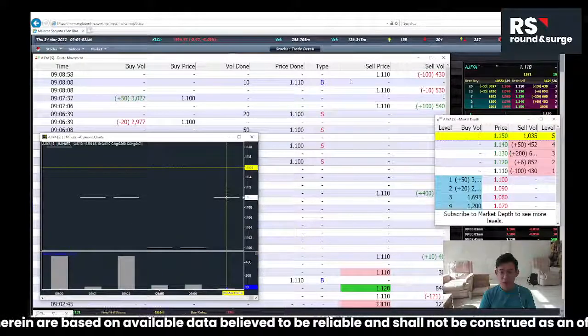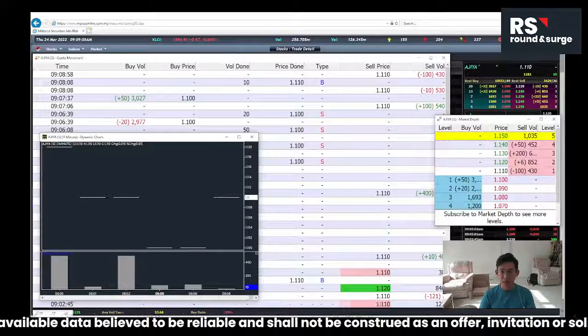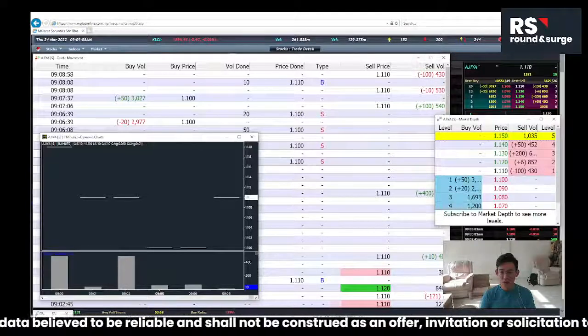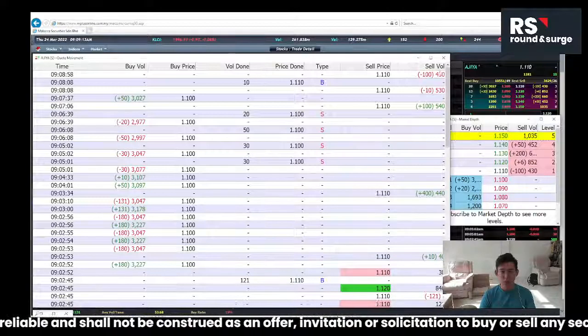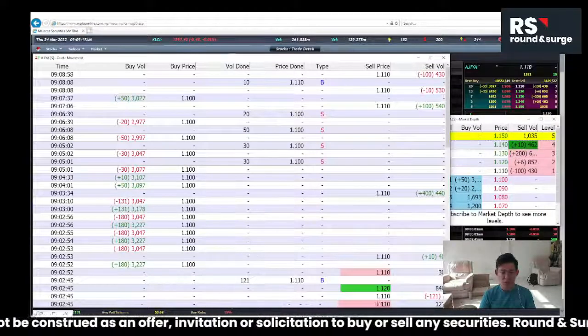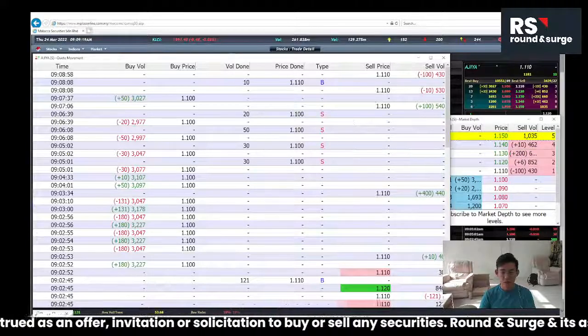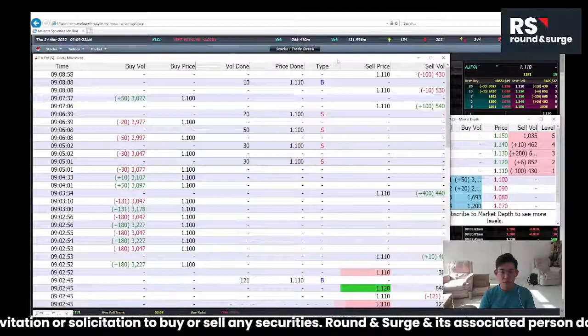Okay, we can see here the 100 lots of sell orders are being cancelled. It's because they cancel the order. It's not a transaction. The transaction is not done, which is not transacted.